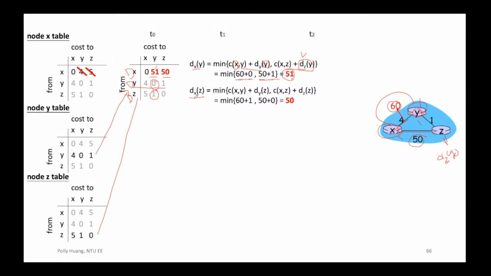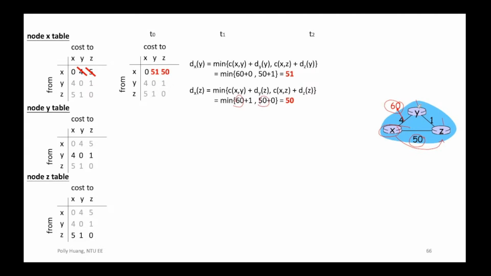Similarly, we derive dxz, from x to z. So clear the markup: from x to destination z, there are two neighbors again, y and z. X to the first neighbor y costs 60. X to the second neighbor z, the link costs 50. So again, 60 here, 50 here.